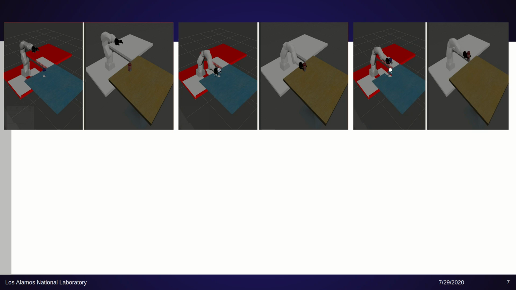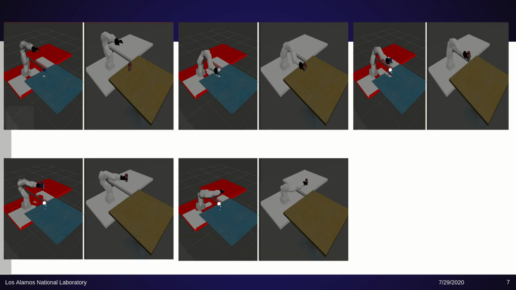You can now more clearly see the white point cloud of the can that was used to estimate the can's location. The robot continues through its planned path and places the can on the other surface. Finally, the arm is returned to the home position where it waits for the next object.